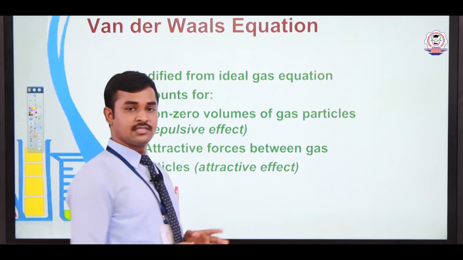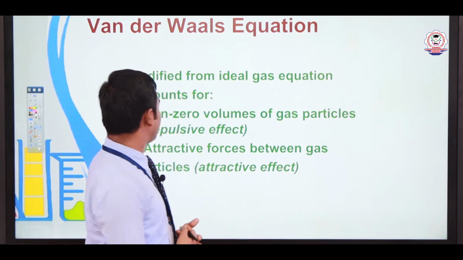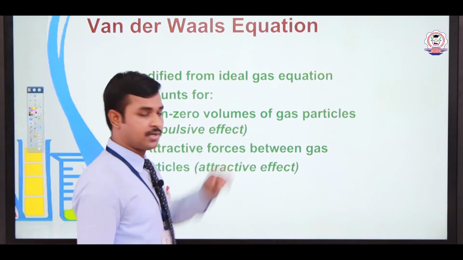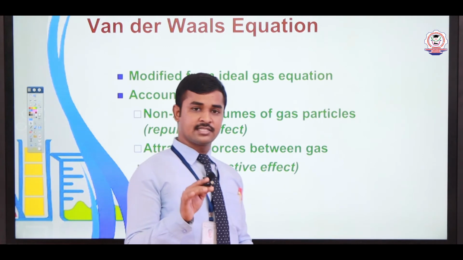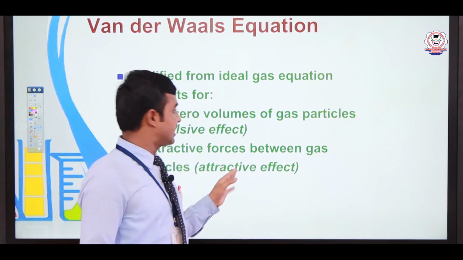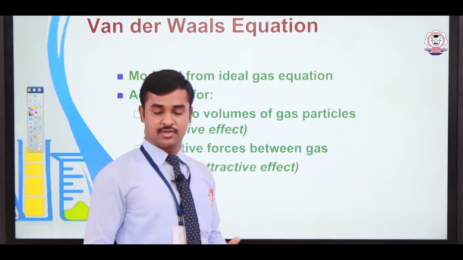After the modification, the real gas equation is obtained. What modifications do we want to make? Let's see. Non-zero volumes of gas particles: ideal gases have negligible volume, so their volume is taken as 0, but for real gases, it is non-zero. So we want to change the volume value for real gases.